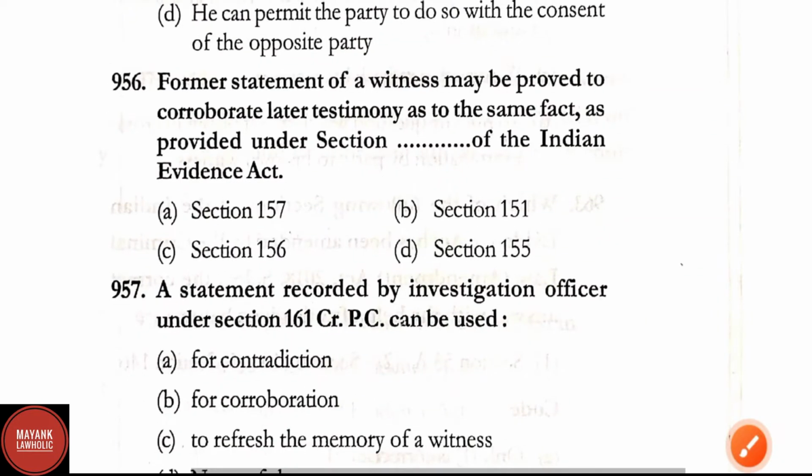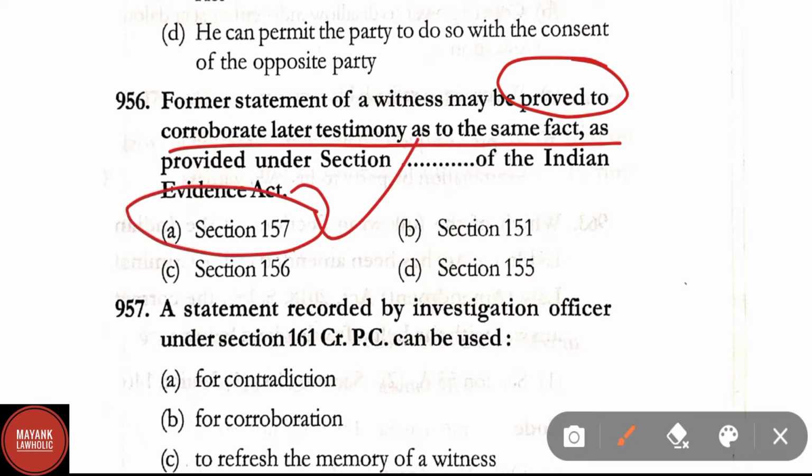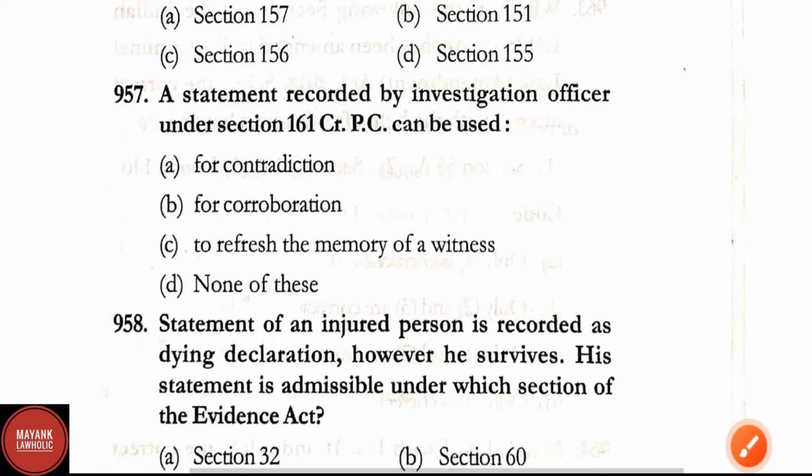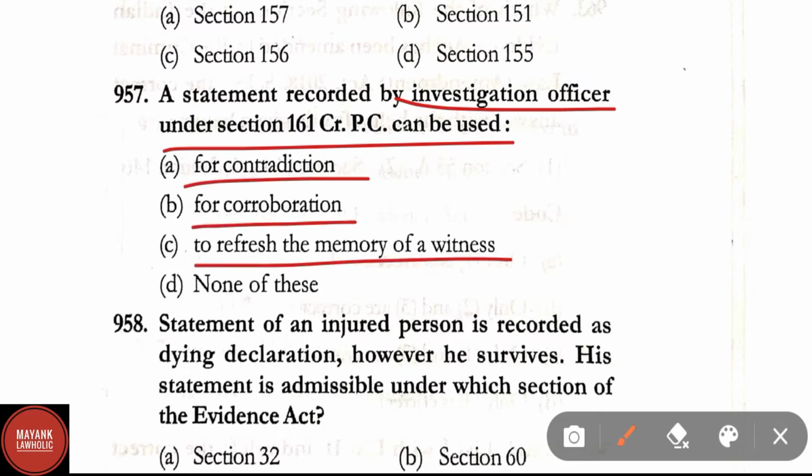Question number 956. Former statement of a witness may be proved to corroborate later testimony as to the same fact as provided under section dash of the Indian Evidence Act. Correct answer is option A, that is section 157 of the Indian Evidence Act. Question number 957. A statement recorded by an investigation officer under section 161 CrPC can be used for contradiction, for corroboration, to refresh the memory of a witness, none of these. Here correct answer is option A, that is for contradiction.